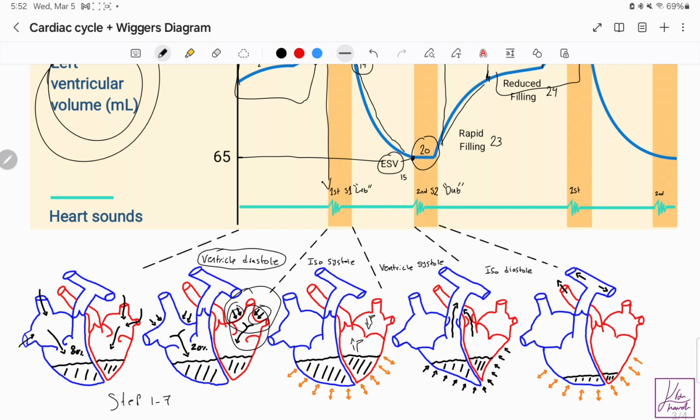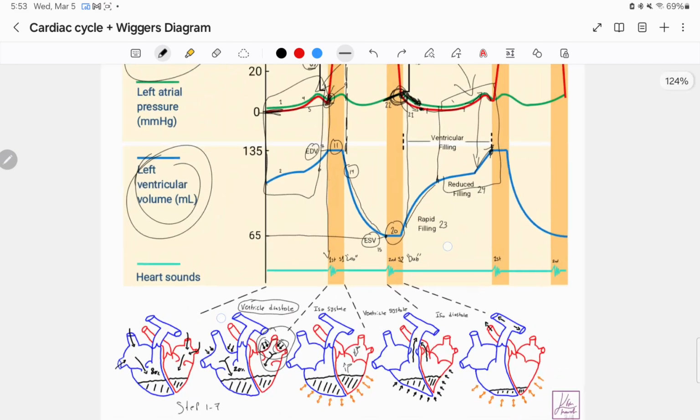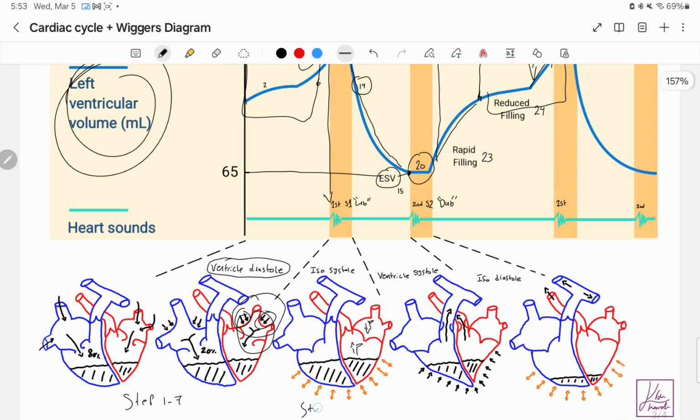Okay? So, for example, the ventricular diastole was step 1 through 7. Okay? And you can see that all over here. This phase was 1 through 7. What else? The isovolumetric systole phase. Where is that? Well, that's actually steps 8 to 12. Step 8 all the way to 12.